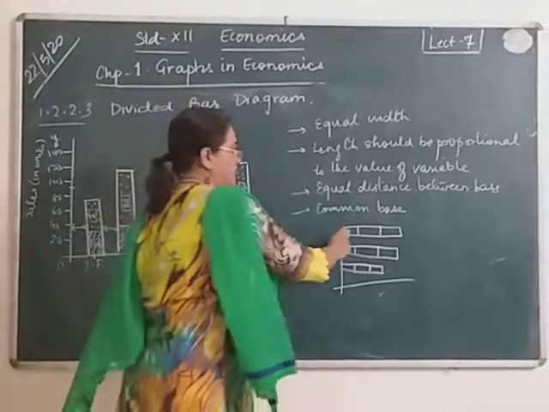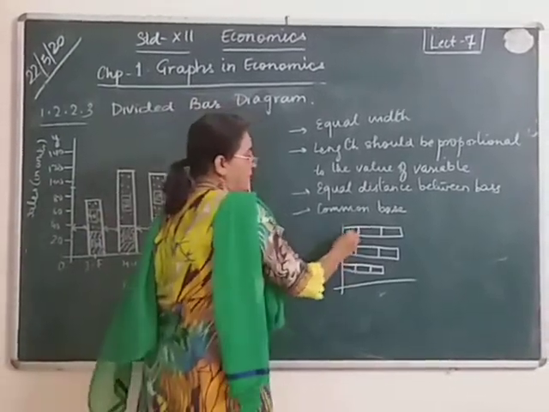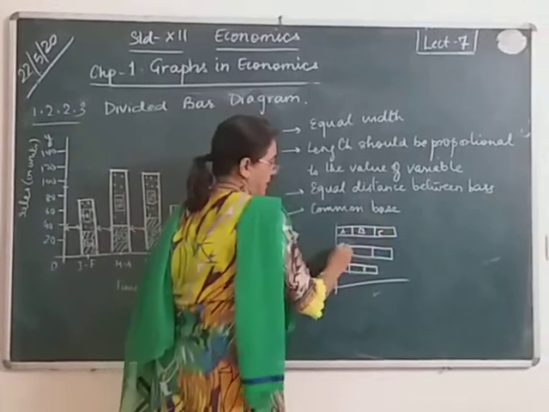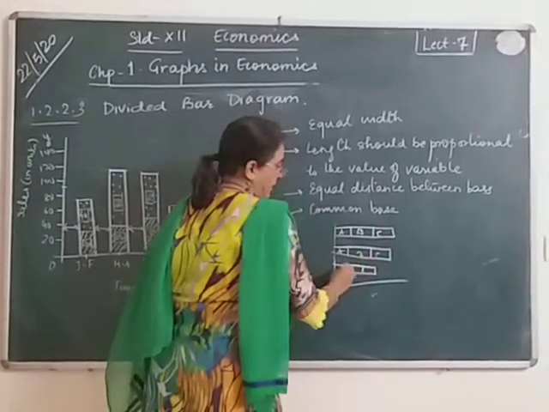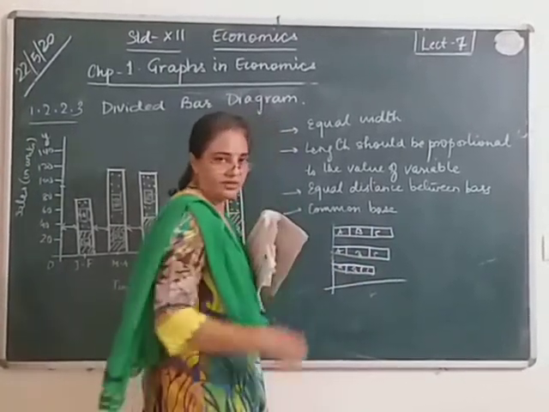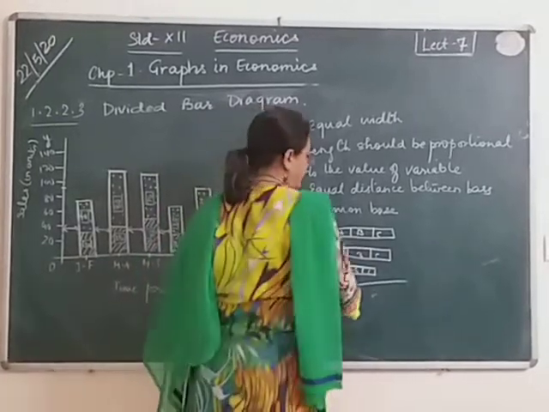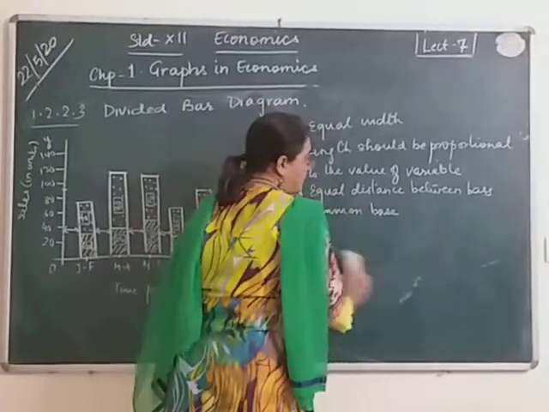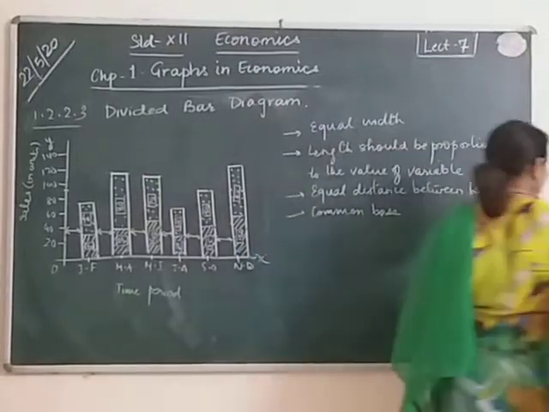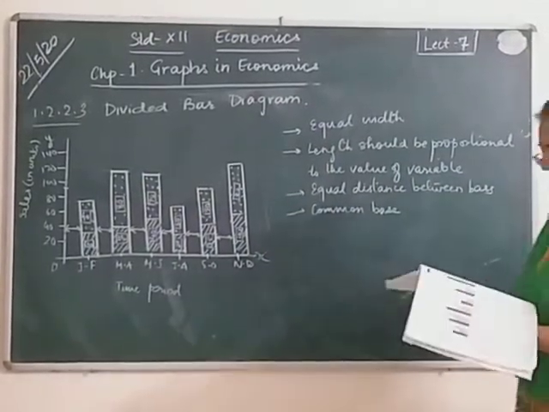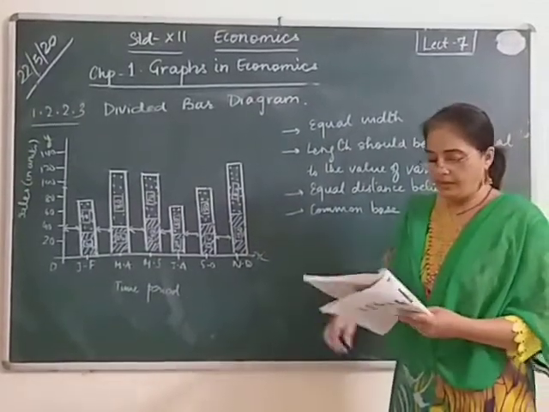So they show the sales for each separately, of each type. So this is branch A, branch B, branch C. Similarly A, B and C. And they may assign different designs and colors for simplicity's sake. Okay. So that is the divided bar diagram.